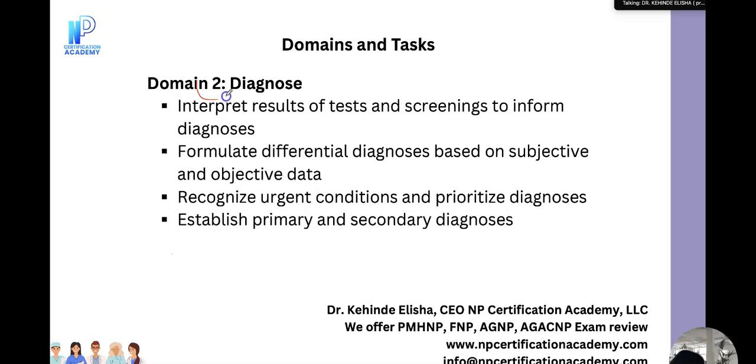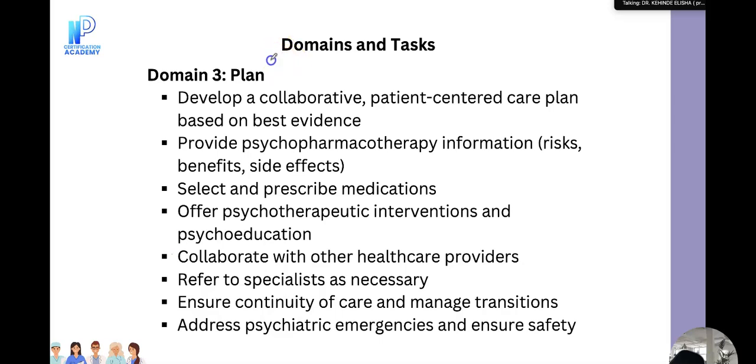The next domain is going to be domain 2. What should we be focusing on? What should we be targeting? We must be able to know how to interpret results of tests. We must be able to screen to inform diagnosis. We must be able to formulate differential diagnosis based on subjective and objective data. We must be able to do what? Recognize anything that is urgent. And we must be able to prioritize diagnosis. And we must be able to do what? Establish primary and secondary diagnosis. And domain 2 continues with interpretation of results, formulating differential diagnosis according to DSM-5-TR and so on.